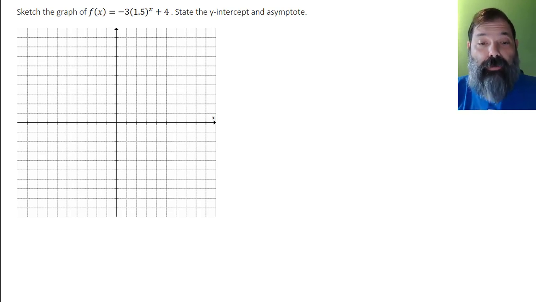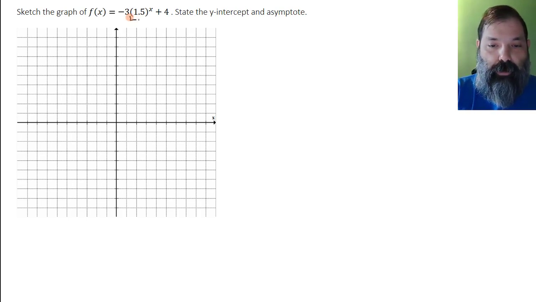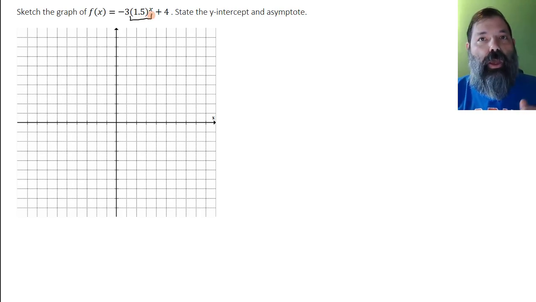Sketch the graph of f of x equals -3 times 1.5 to the x plus 4. State the y-intercept and asymptote. All right, so if we first analyze this function, we have an exponential function. I see that 1.5 to the x, and that's an increasing exponential function.